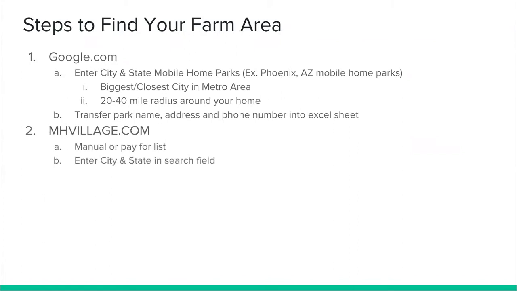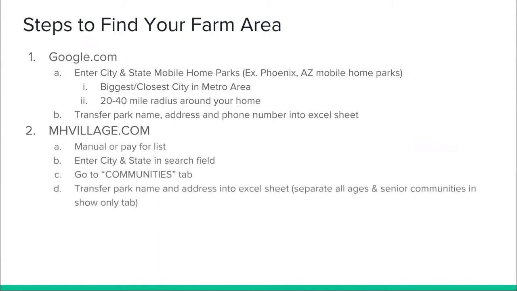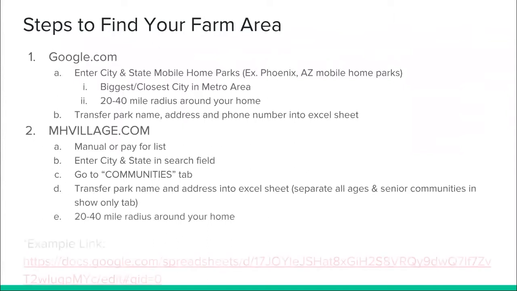Then you're going to enter the city and state in the search field. And then there's a tab that says communities. You're going to tap on that. And then again, it's going to pull up all this information. You're going to transfer the park name and address into an Excel sheet. You're also going to want to identify and separate all ages communities and senior communities in the show only tab. So it's going to allow us to do this. It's really great. And again, you want to focus on the 20 to 40 mile radius around your home.